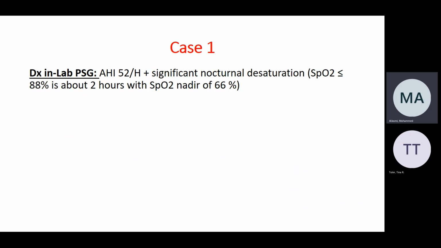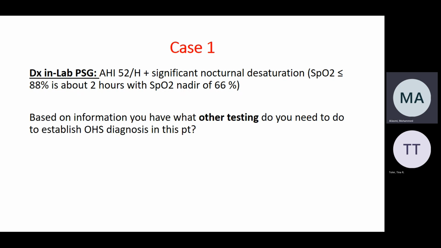What is the cutoff, Saddam, for sleep apnea? I mean, how do we classify based on AHI? Mild up to 15, I believe, right? Mild up to 15, okay, then 15 to 30, and more than 30. Okay, so she has severe, right? And the concerning thing is the level of desaturation. She has significant nocturnal desaturation, almost 2 hours less than 88, with a nadir of like 66.